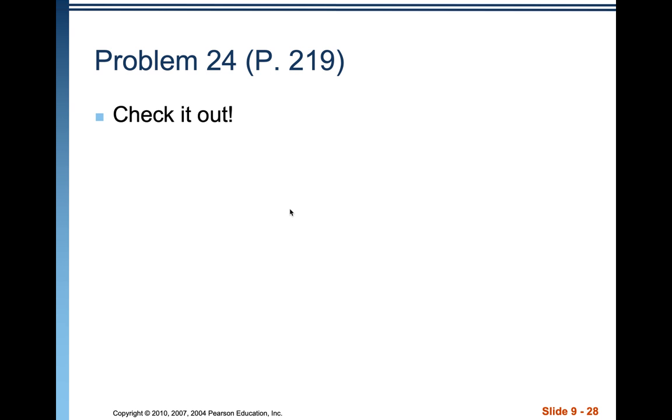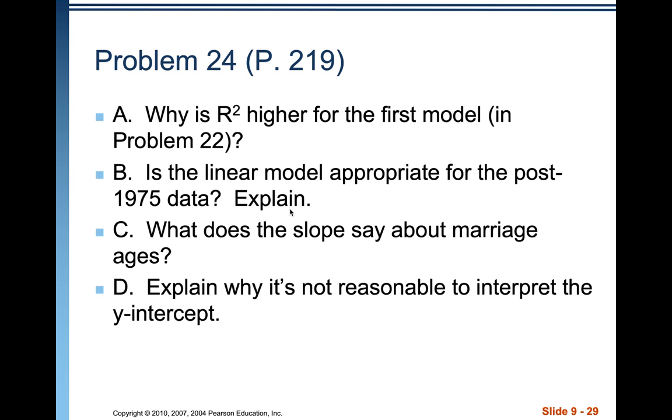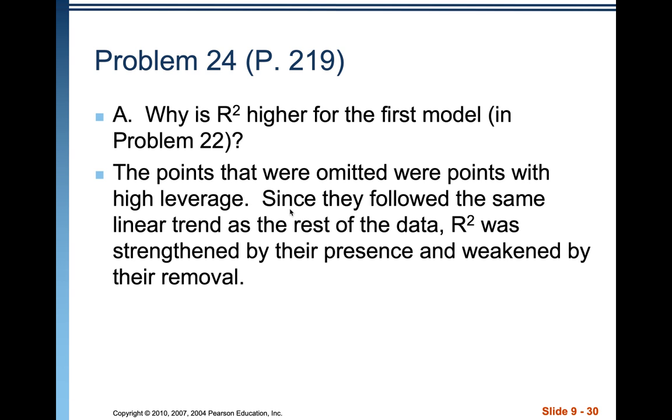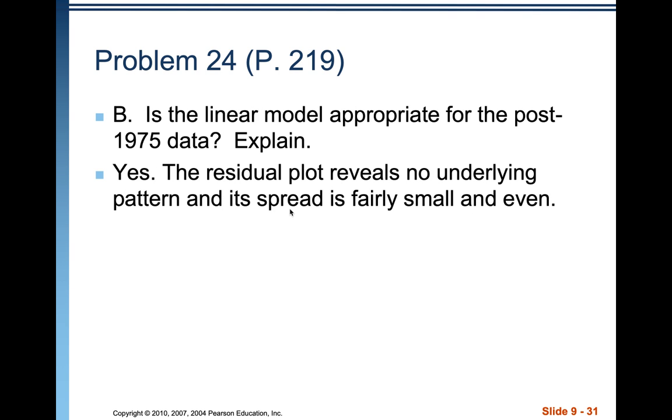All right, so check out problem 24. Why is R squared higher for the first model in problem 22? Well, the points that were omitted were points with high leverage. Since they followed the same linear trend as the rest of the data, R squared was strengthened by their presence and weakened by their removal. Is the linear model appropriate for the post-1975 data? Explain. Yes, the residual plot reveals no underlying pattern and its spread is fairly small and even. So, confirm with the straight enough condition and we are good to go.